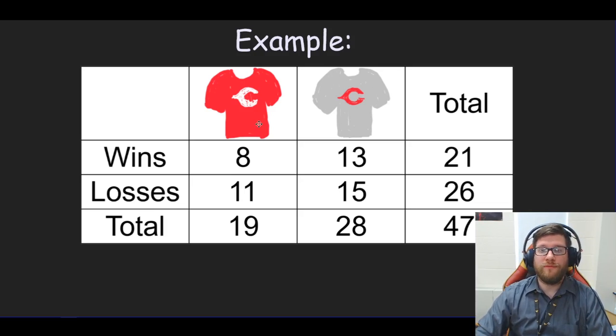But say we did a study and we found that when they wear red jerseys, they win 8 times and lose 11 times. But when they wear gray jerseys, they win 13 times and lose 15 times. So this would give them a record of 8 and 11, or 8 out of 19 of their games would be wins when they wear red, and 13 out of 28 of their games would be wins when they wear gray.